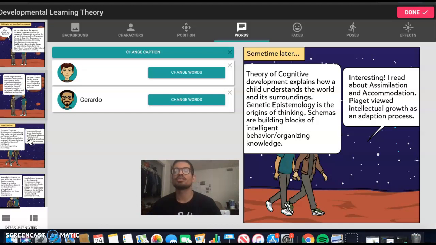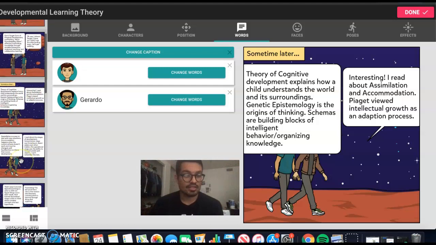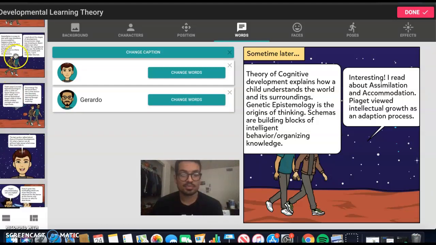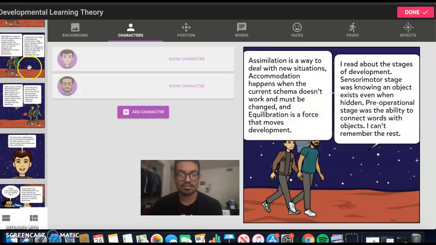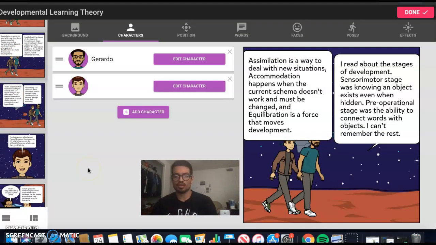They then go into the assimilation and accommodation area, which is viewed as intellectual growth as an adaptation process. Not really like something you read, but more through trial and error as we go through intellectual growth. Okay, and to the next slide. It goes into assimilation and accommodation.